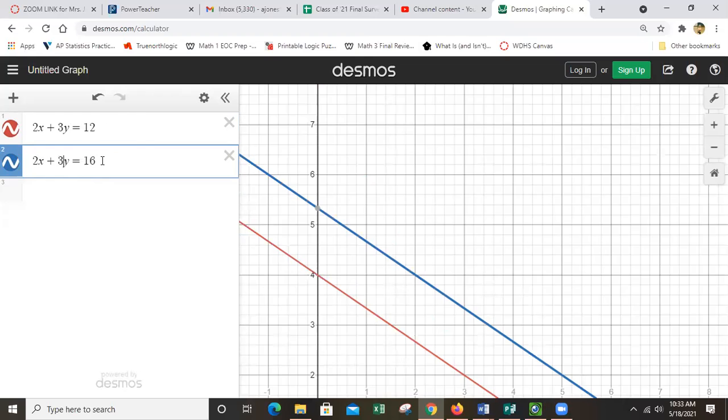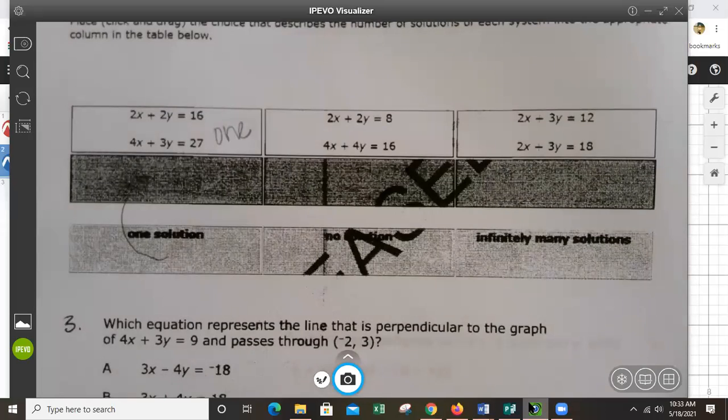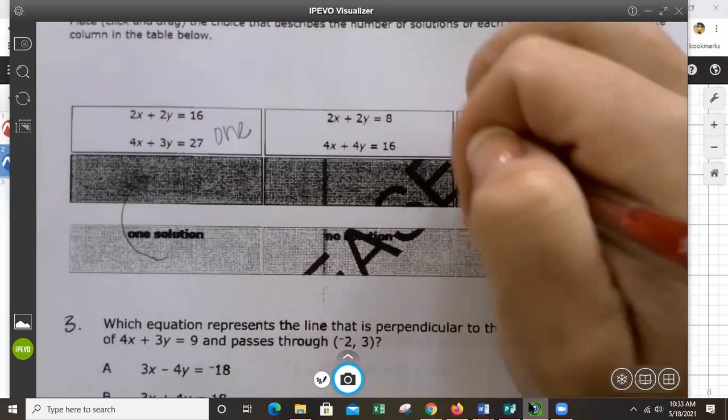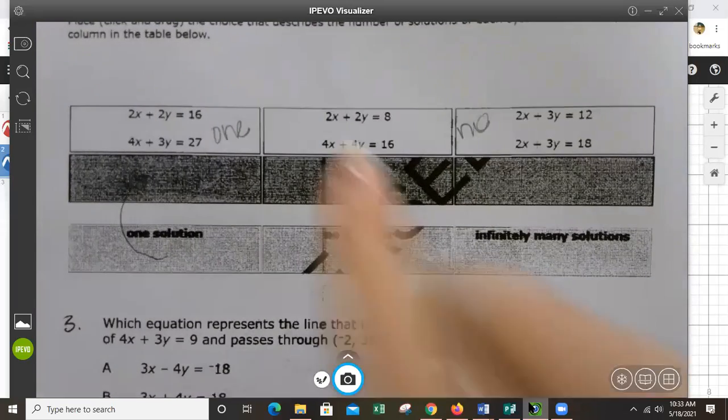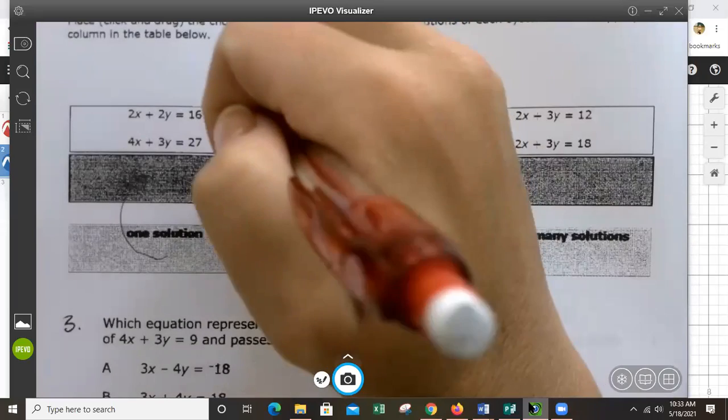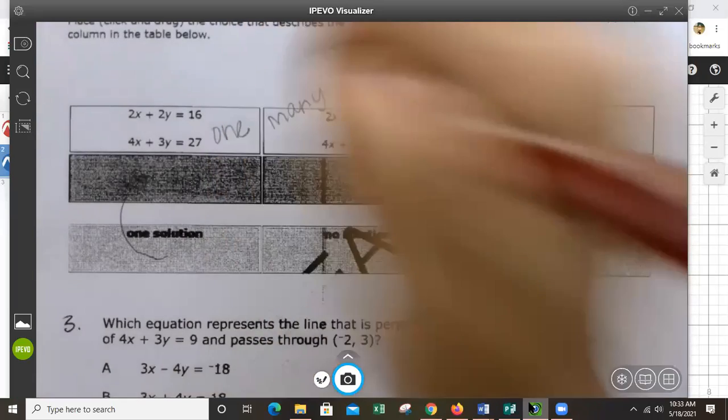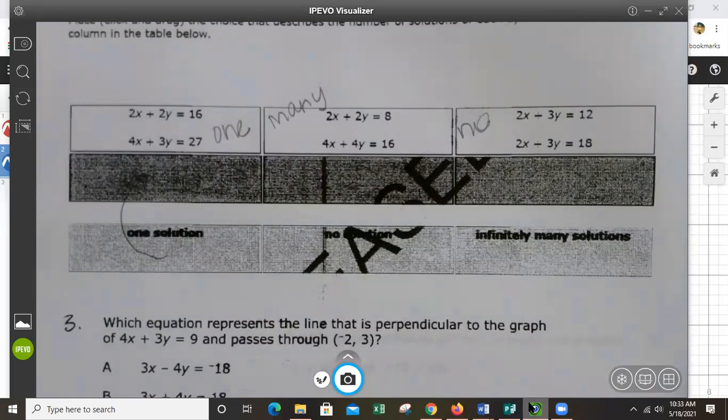Got it? So when we go back to our paper, this one doesn't cross at all. So there are no solutions. So this one has to be the other one, which is infinitely many, because they touch at every single point.